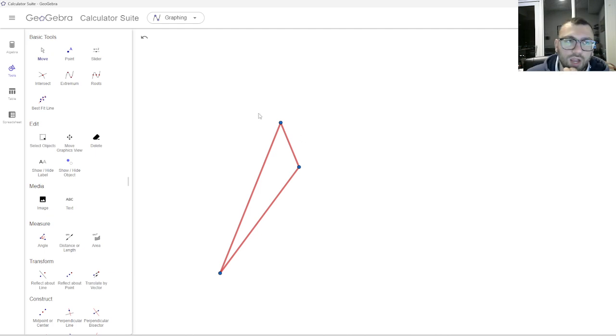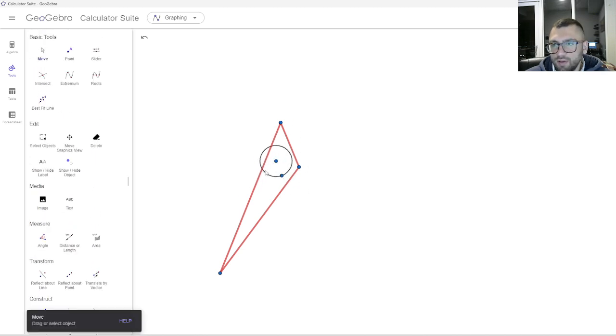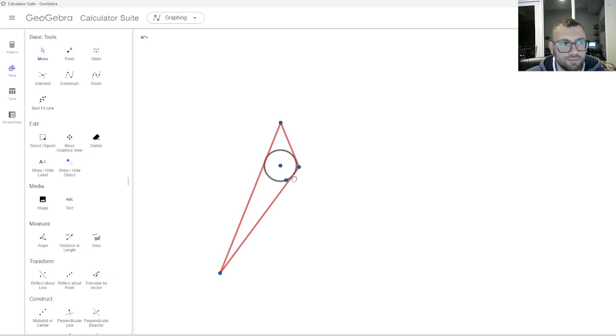I want to inscribe a circle. What does it mean to inscribe a circle? Inscribing a circle means that I want to draw a circle somewhere inside of this triangle so that it is the largest possible circle that can fit inside of the triangle. It's got to be the largest possible circle that will fit entirely within the triangle. How do I do this?